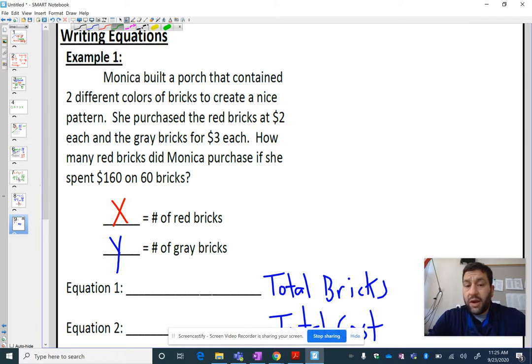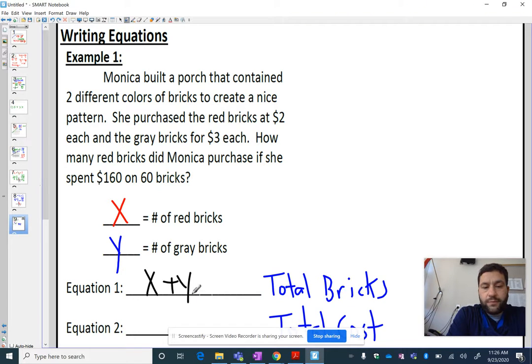So, in a word problem like this, you first want to declare your variables. So I said x is your number of red bricks and y is your number of gray. One of your equations just wants to mention how many bricks you have. So we can say that x plus y has to equal 60. Your other one would be your total cost. So it would be 2x, $2 per red, and 3y, $3 per gray, equaling 160.